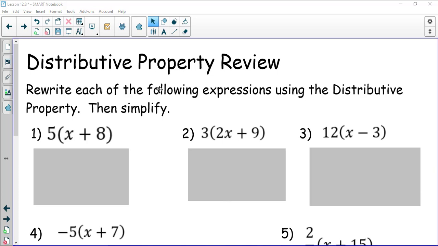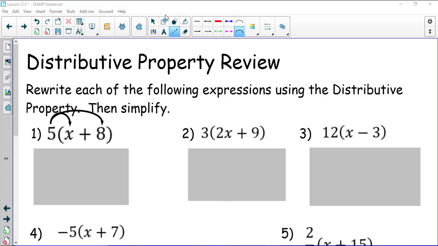The directions ask us to rewrite each of the following expressions using the distributive property, then simplify. So if I have 5 and then in parentheses x plus 8, my goal is to get rid of those parentheses, and we can use this sometimes when we're solving equations. So in order to do that, I need to distribute the 5 to each of the terms inside the parentheses, and we're going to distribute that by multiplying. So I'm going to take 5 times x, and then I also need to take 5 times 8.